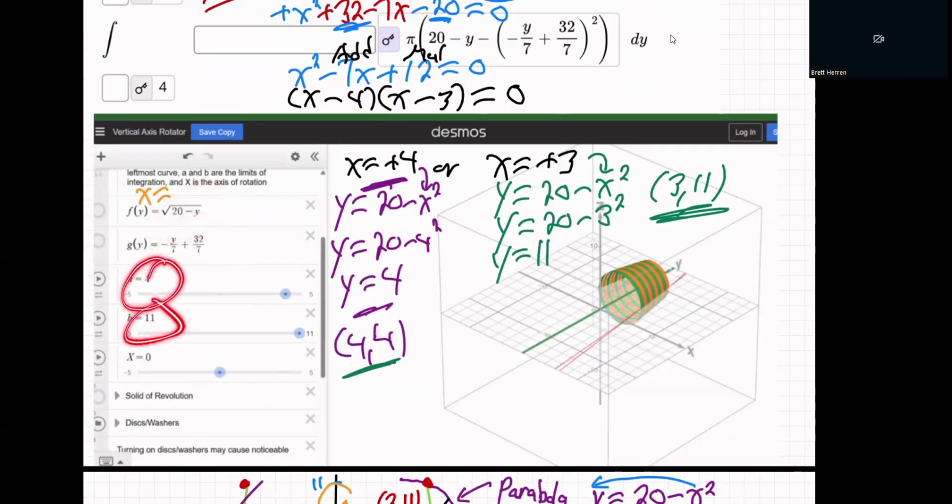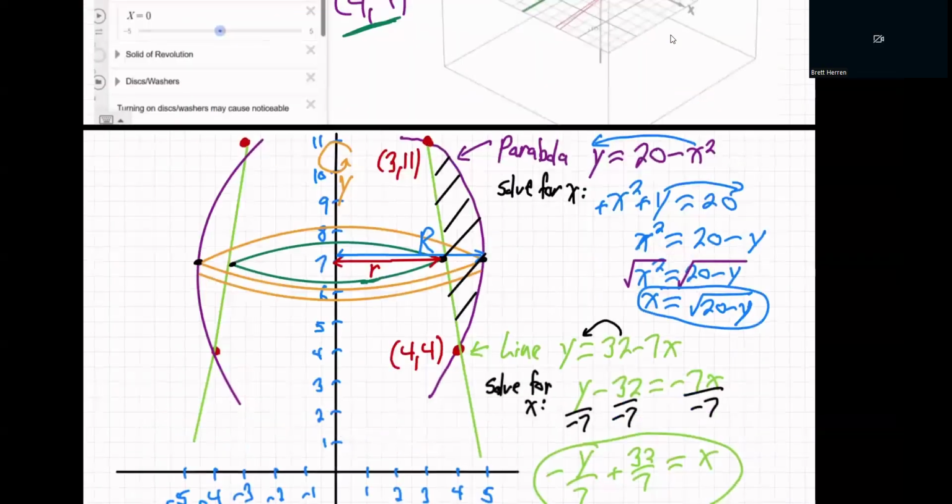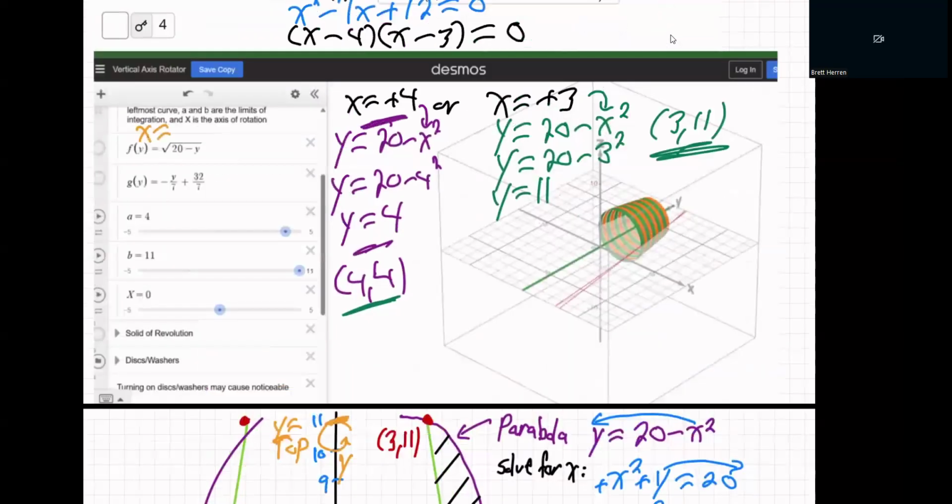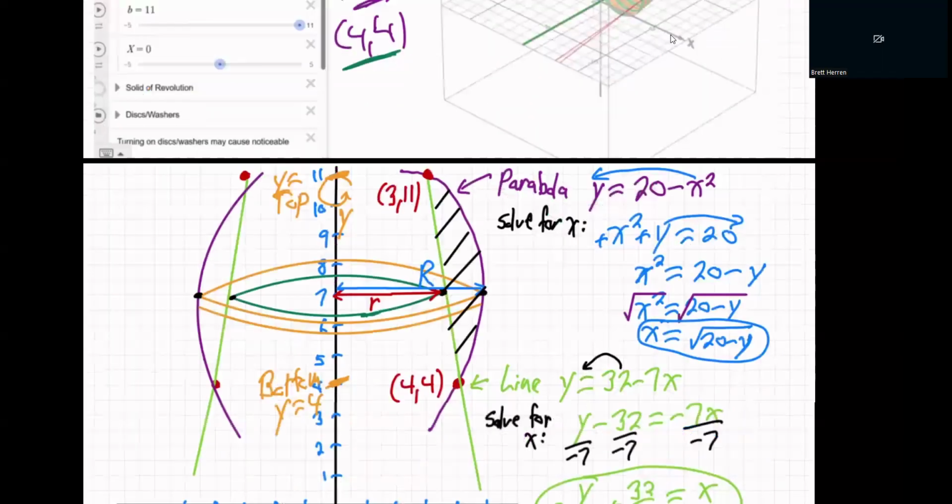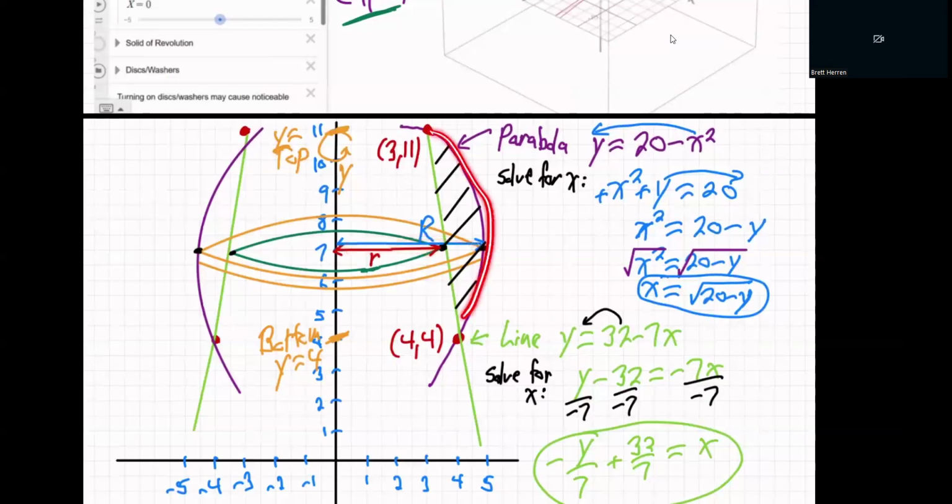And then I had it go from 4 to 11, because I know we were going from down here at 4. Bottom is y equals 4, and the top is 11. I can tell from the graph we're going from 4 to 11 because I found those two intersection points. So I had the a and the b be 4 and 11. Then I hit the disk washer button, and there we go, I got the three-dimensional shape. Now it's very thin. It's hard to see inner washer, outer washer, but we can see it right here, inner radius, outer radius, because I exaggerated the thickness.